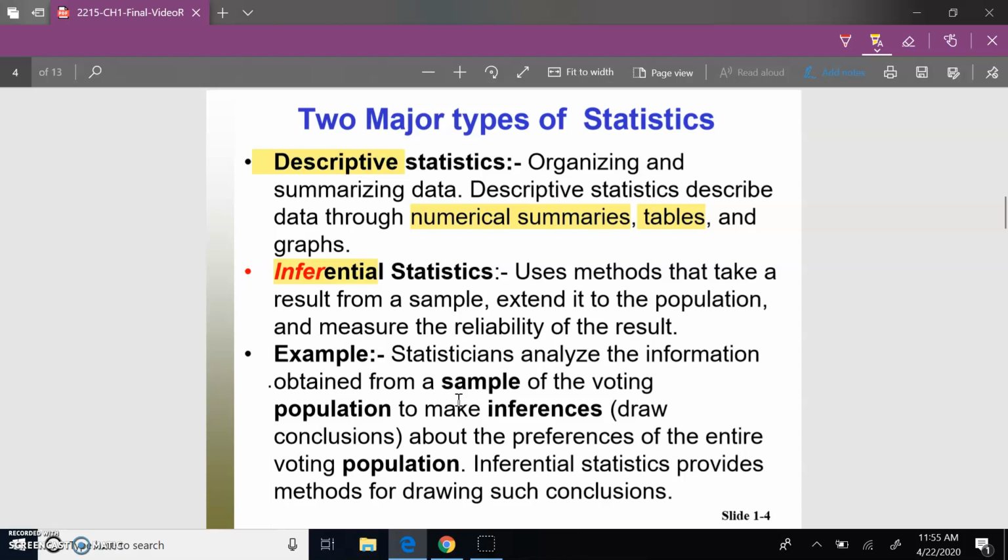Do they ask every person who can vote in the United States election? The answer is no. They carefully select a part of that voting population, and that small part is called a sample. So they select a sample and get information. They ask those people about their voting preference, and from that voting preference they try to conclude about the entire population.